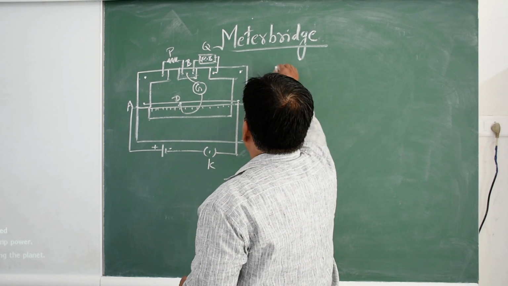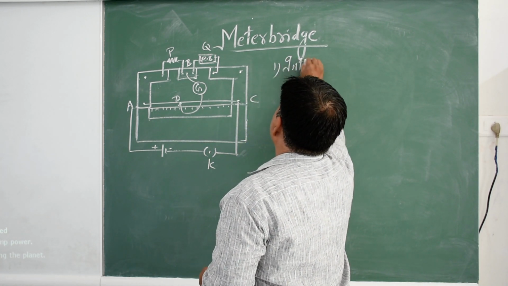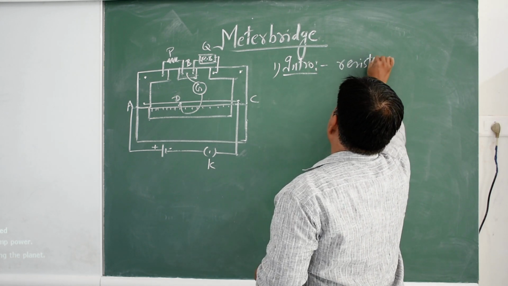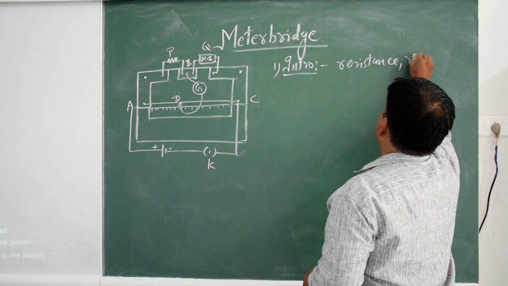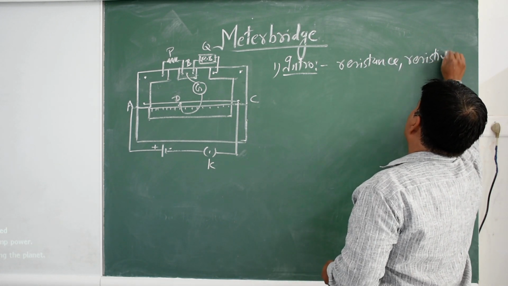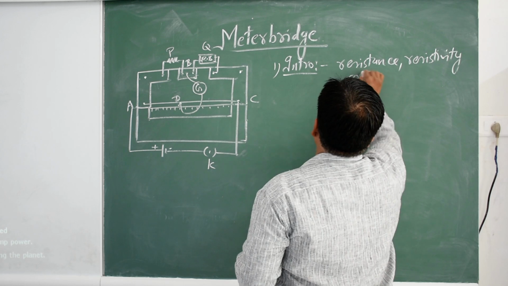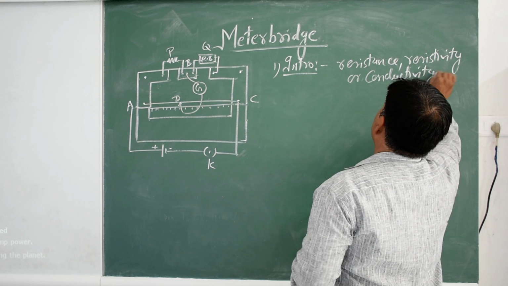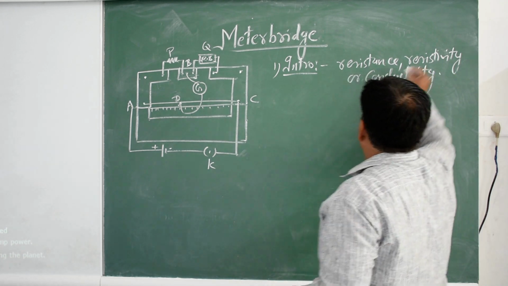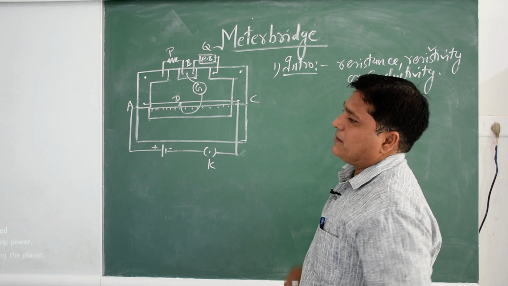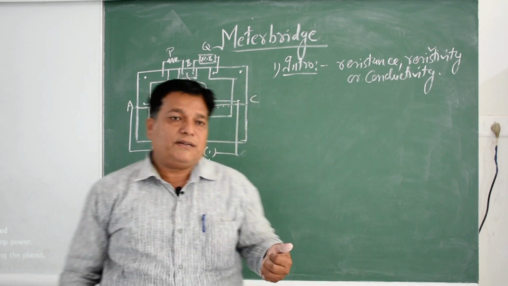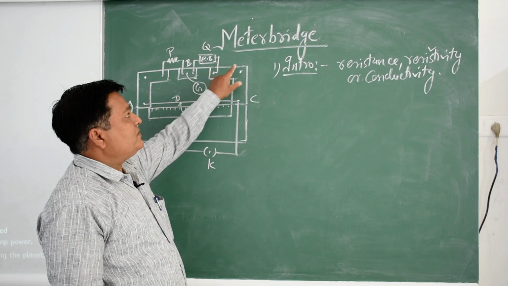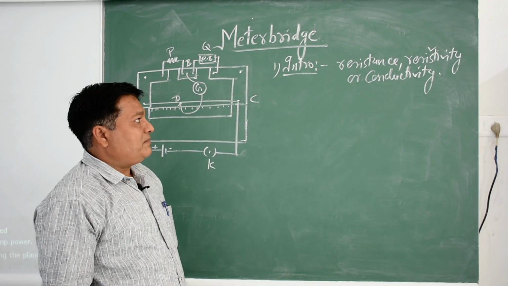Meter bridge intro. It is a device which is used to determine unknown resistance, resistivity or conductivity also, because it is the reciprocal of resistivity, we can determine conductivity also. Resistivity is specific resistance, and resistance means unknown resistance. We can determine this resistance, resistivity and conductivity by using this device. It is called a meter bridge.